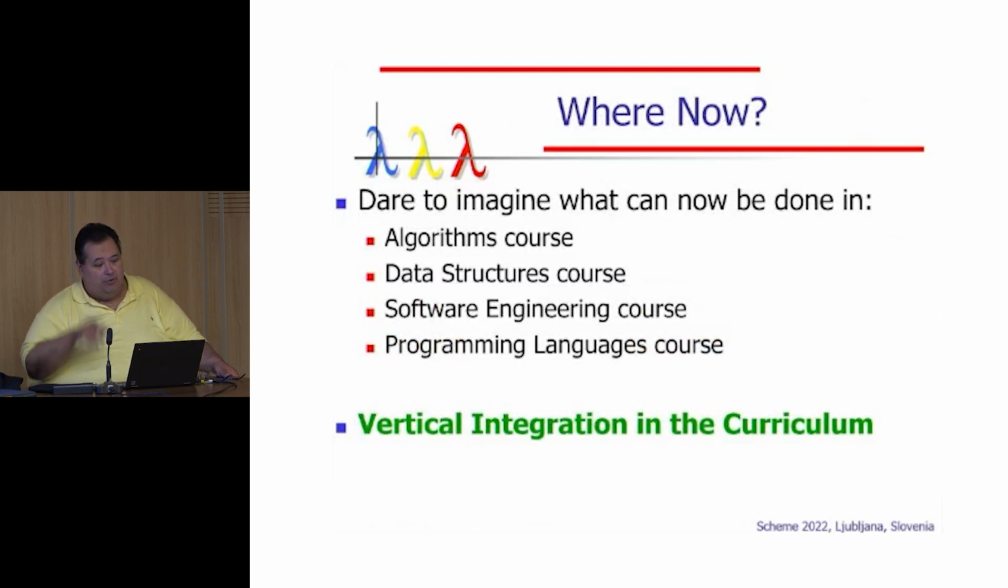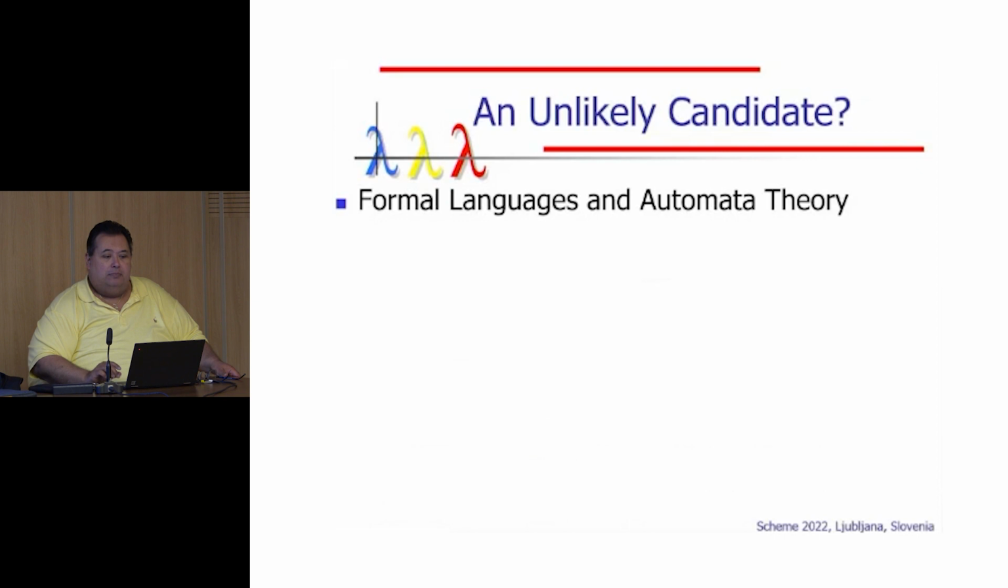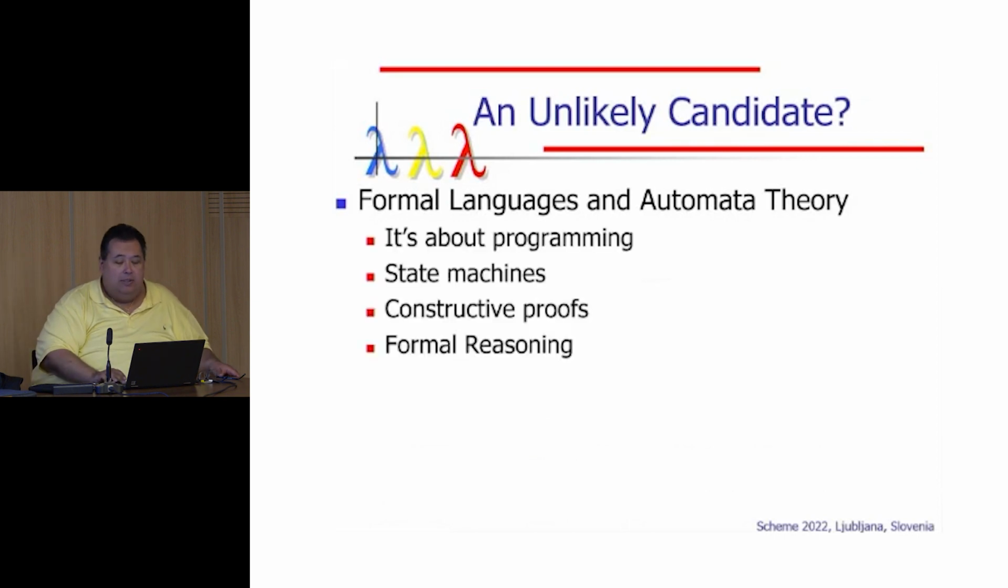So where do we go now? Vertical integration. Just imagine what you can do if you have an army of first-year students who have gone through a curriculum like this. And so my candidate has been the formal languages and automata theory course.